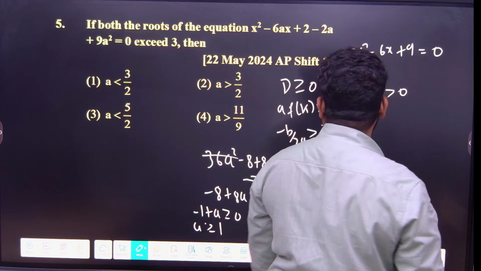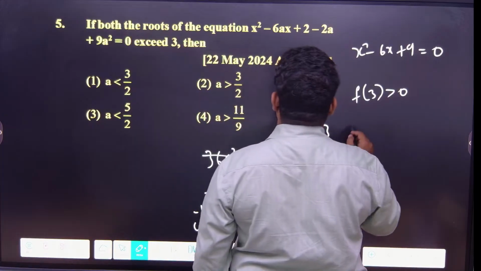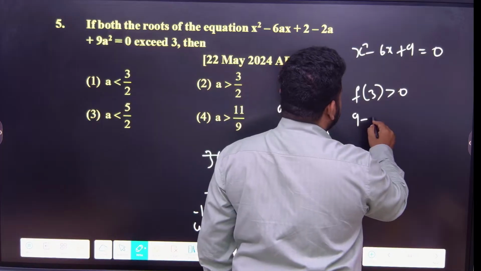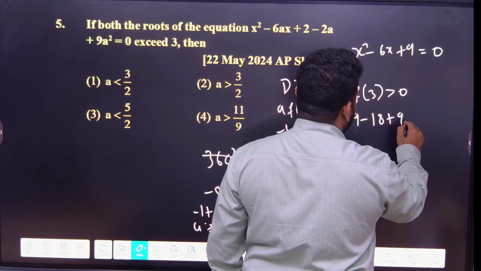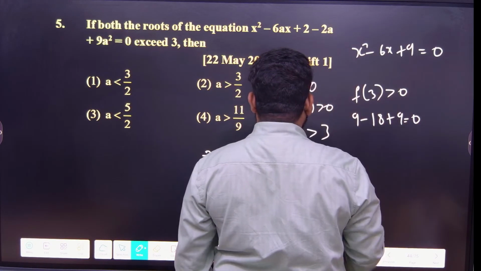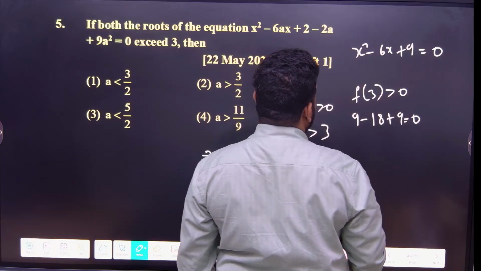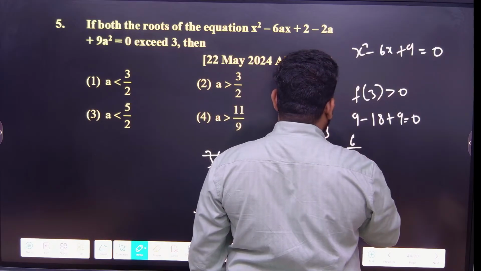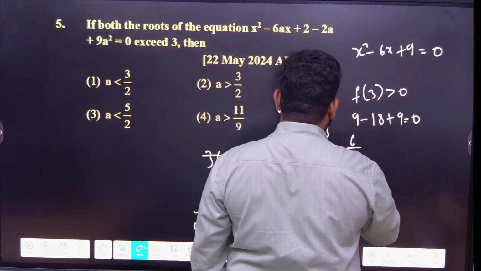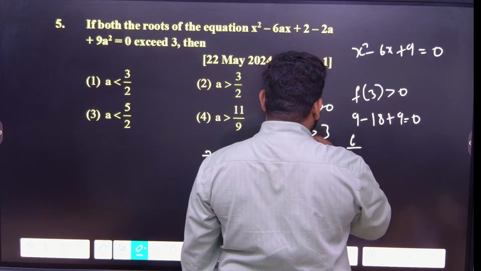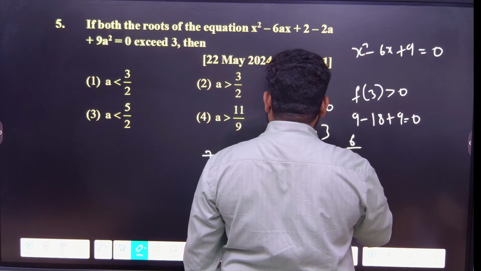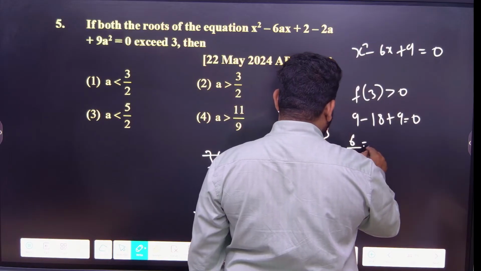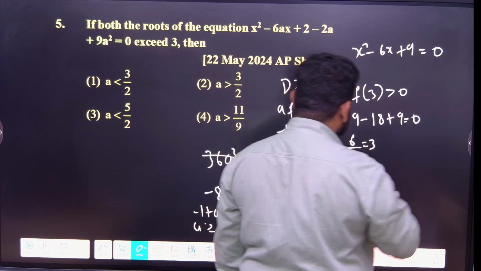F of 3 is greater than 0 means what I should do? 3 I should put the value. That will be what? 9 for this one. For this equation you put 9 minus 6 3s are 18 plus 9. So we will get what? 0. Okay. What about minus b by 2a? Minus b by 2a, 6 by 2. Okay. This will be what? 6 by 2. Correct now? 6 by 2a is what? We will get 3. Okay, what we are getting?